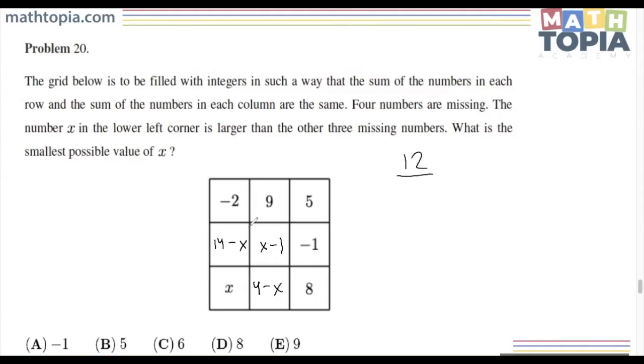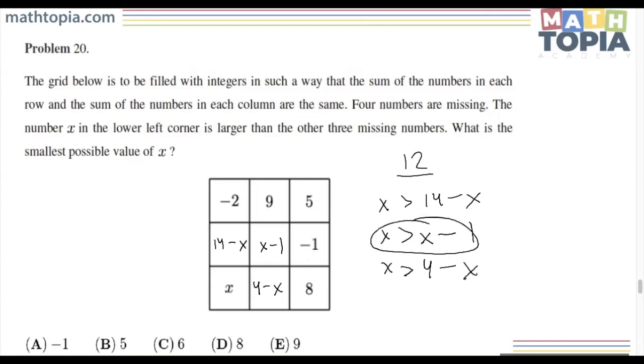So yeah, we have these four numbers, and the number x. It says it has to be filled with integers. So we know x has to be an integer. And if we make x an integer, the other three will also be integers. So we don't need to worry. But we want the number x to be larger than the other three missing numbers. So it has to be larger than 14 minus x, larger than x minus 1, and larger than 4 minus x.